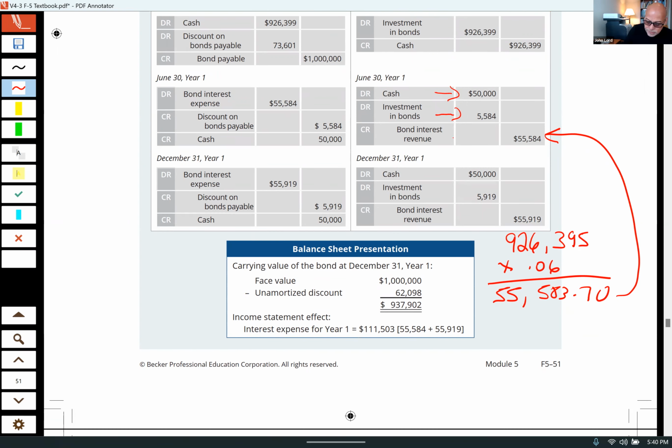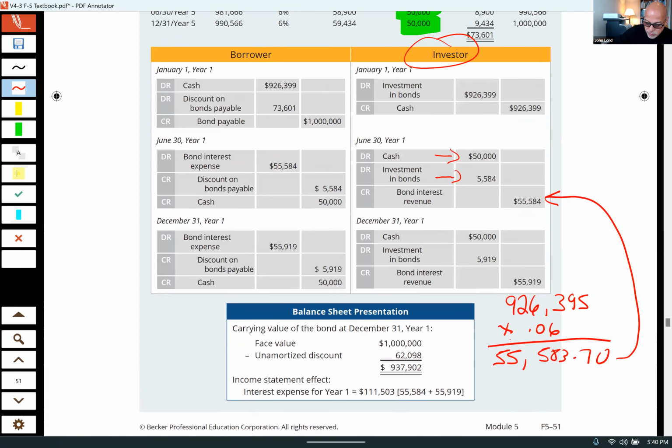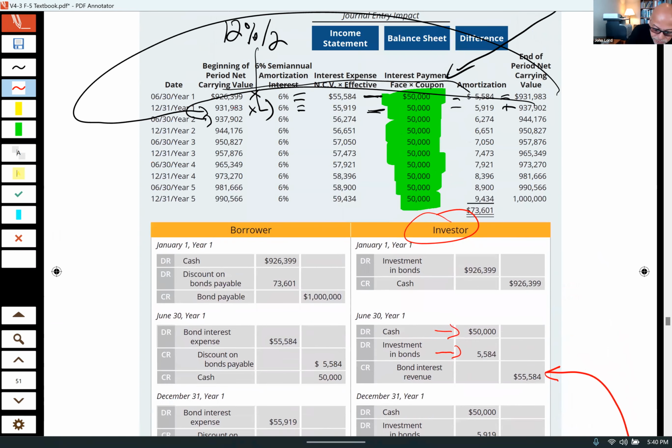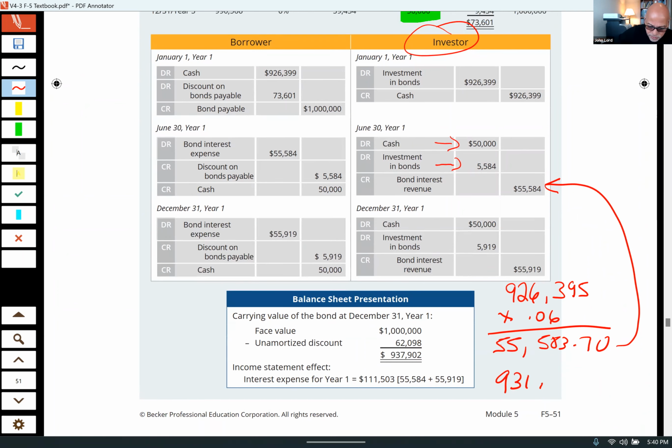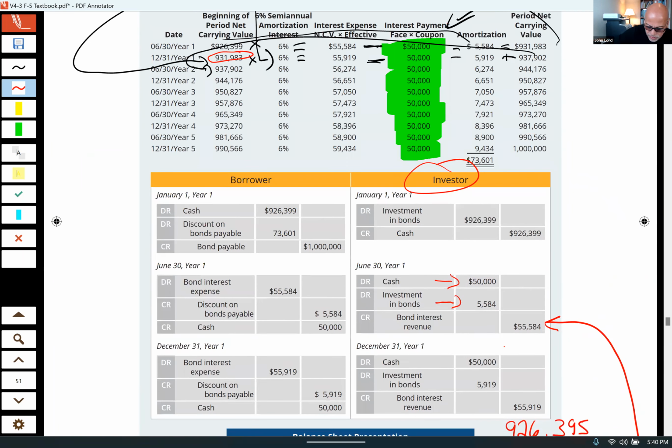So now the investment on the bond is going to be what? I'm going to peek up here and just look at the new carrying value, because it would be the same for both. Is this 931,983, right? Because the discount will increase the carrying value. So that's going to go up to 931,983.